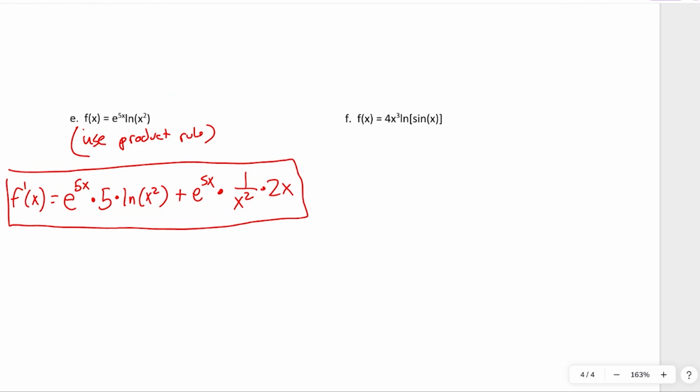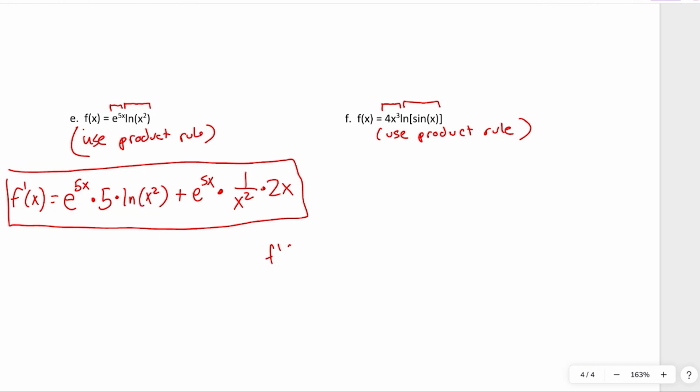And finally, our last one for tonight, we've got another product rule again. So we're going to use product rule again. Okay, in e, our factors were e to the 5x and natural log of x squared, but in f, our factors are 4x cubed and natural log of sine x.